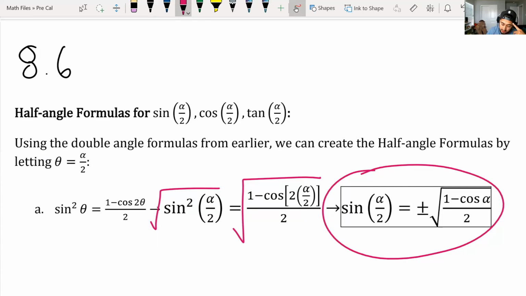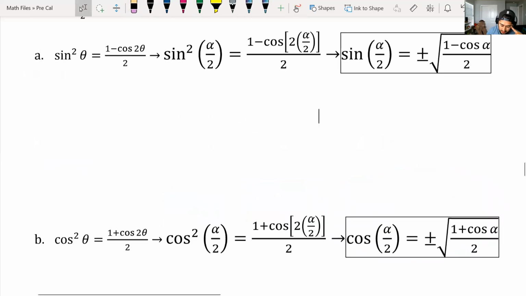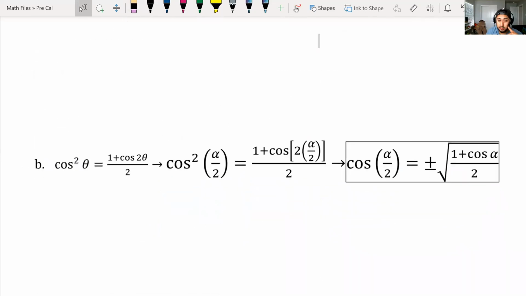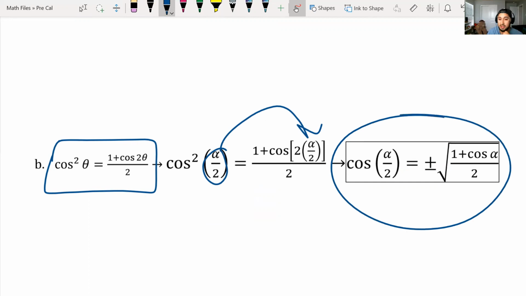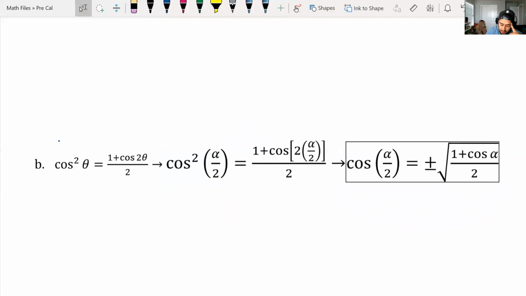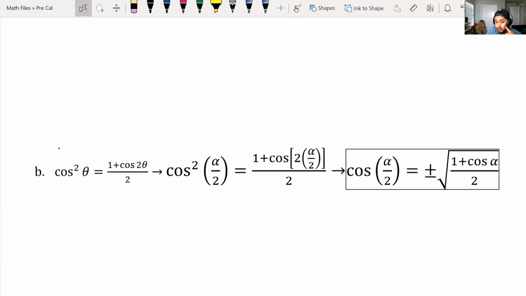Okay, perfect. So let me get rid of all that. This is our new half angle formula. Okay, now still moving. We want to do the same with cosine squared. So we start with the cosine squared formula, which we made last time. Cosine squared was 1 plus cosine 2 theta over 2. We make the alpha over 2 substitution here and there, and after we simplify, you square root both sides, and we end up here. Cosine alpha over 2 is equal to plus or minus the square root of 1 plus cosine alpha over 2. So that's for cosine. The main difference between cosine and sine is that sine is 1 minus cosine alpha, and cosine is 1 plus cosine alpha on the inside.